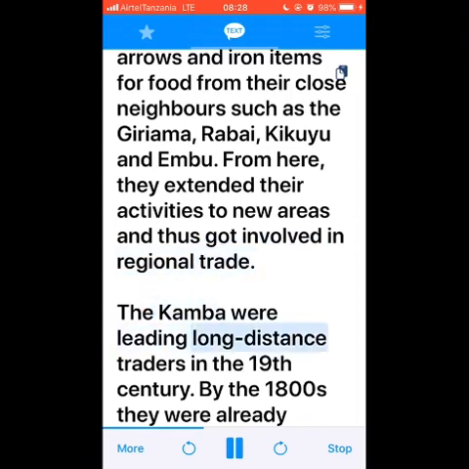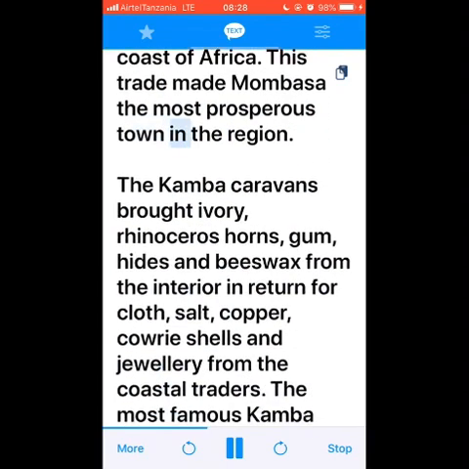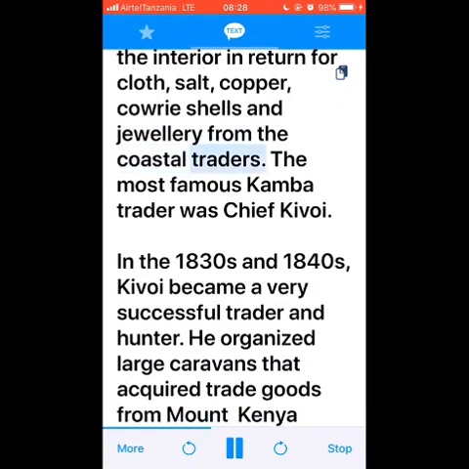The Kamba were leading long-distance traders in the 19th century. By the 1800s they were already conducting trade between the interior of Kenya and the east coast of Africa. This trade made Mombasa the most prosperous town in the region. The Kamba caravans brought ivory, rhinoceros horns, gum, hides and beeswax from the interior in return for cloth, salt, copper, cowrie shells and jewellery from the coastal traders.